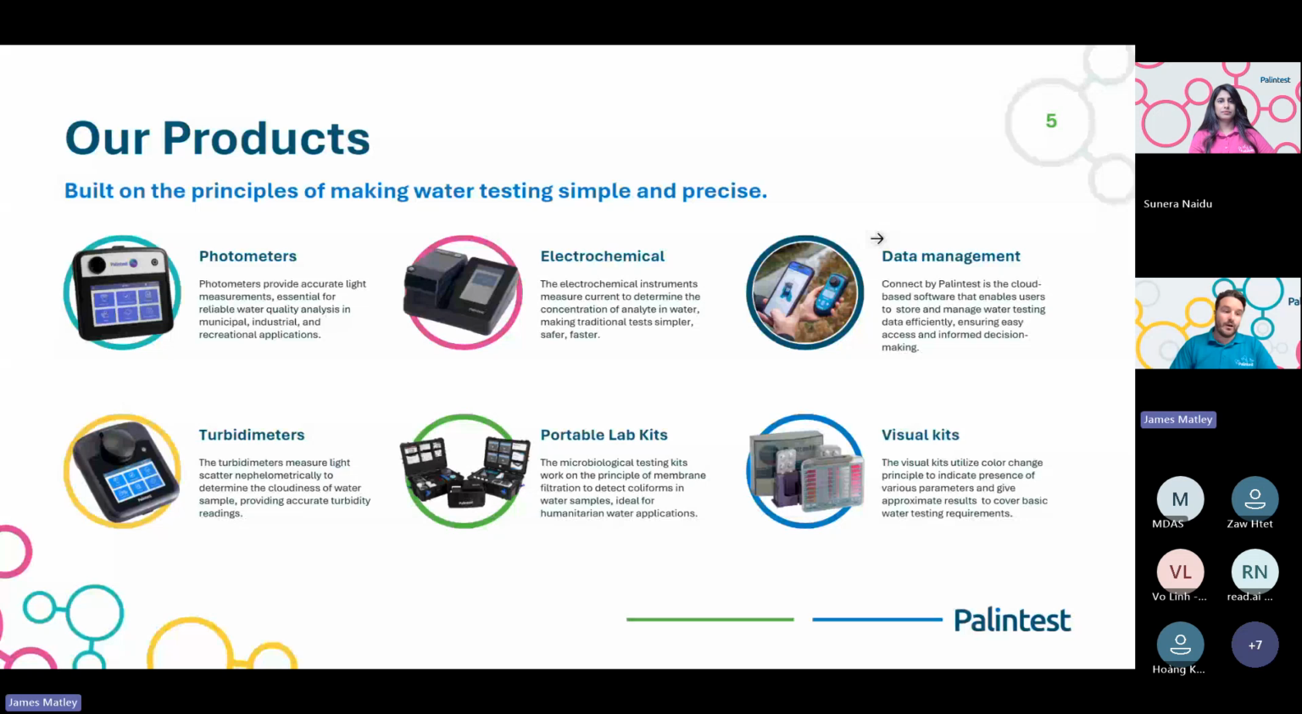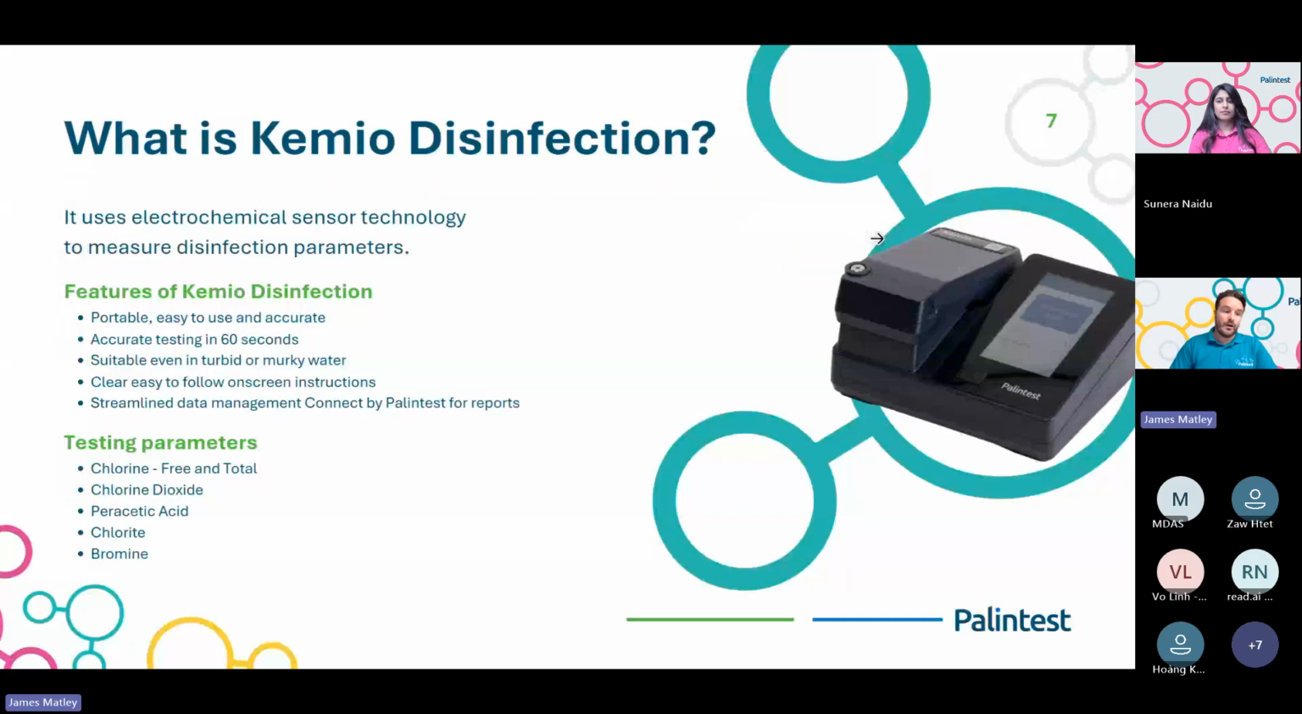So, Chemio in the food and beverage sector. What is the Chemio disinfection? It uses electrochemical sensor technology to measure various parameters that include chlorine free and total, chlorine dioxide, peracetic acid, chlorite, and bromine. Benefits of this instrument include its portability, ease of use, and its accuracy. And it's also a robust instrument.